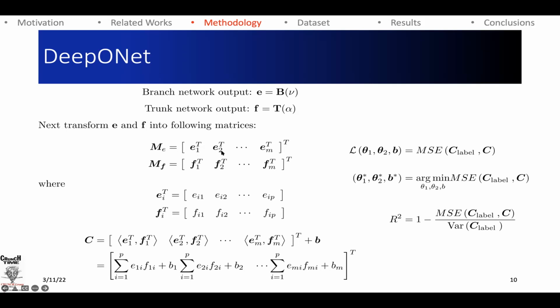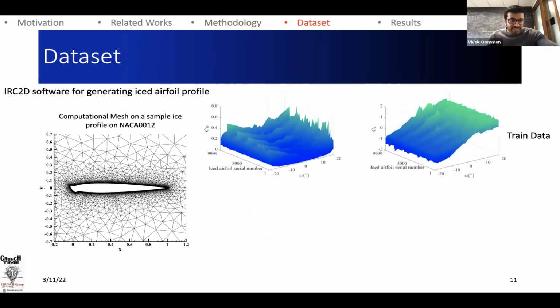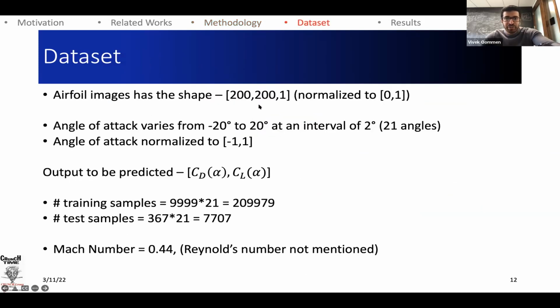Vivek, just one second. How do they parameterize the shapes? I guess they feed the real image through a CNN, right? Yes, they are using images. I will be explaining it here. Okay, 200 by 200 images.